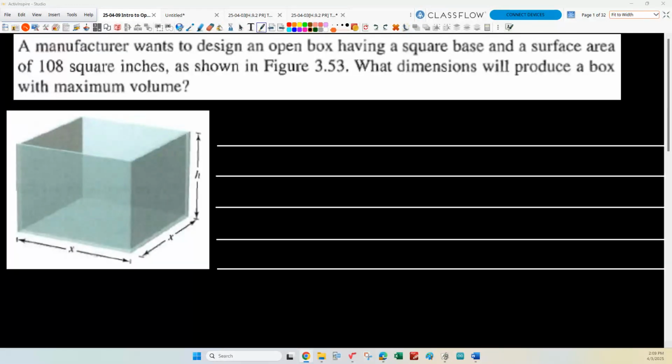What do you think? Is there a way? Do you think you could make a prediction about the dimensions of this box that's going to maximize volume?